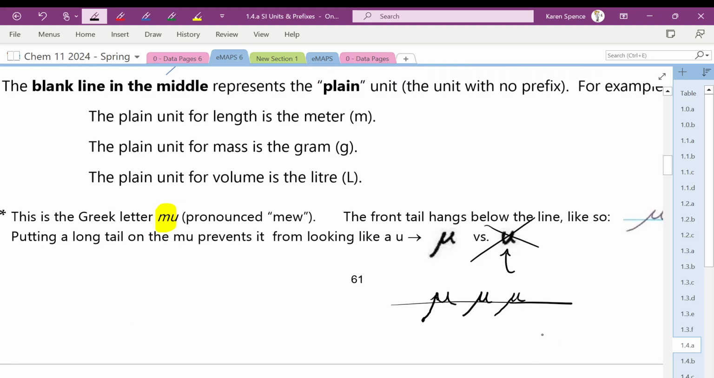And what does that Greek letter mu stand for? Which prefix does it stand for? Tell your partner. That prefix stands for one of the M's. Micro. Excellent. Okay, good stuff. All right.